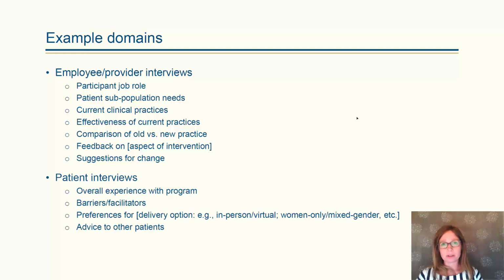Now, if we're doing patient interviews, again, this is going to be based entirely on your interview guide. But for example, just what these domains might look like. If we're asking for the patient to give us just an overall experience with a program that they participated in, the domain would be overall experience with program. Barriers and facilitators. Preference, for example, a delivery option like in-person or virtual delivery, or women-only or mixed gender delivery, something like that. Or sometimes we ask patients, what advice would you give other patients? And that can be a domain as well.